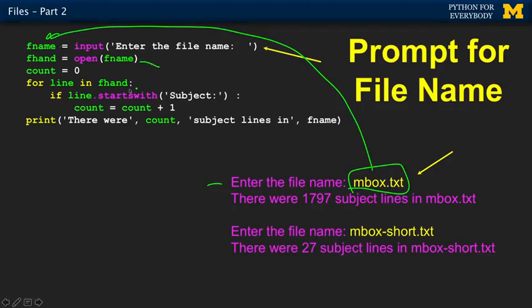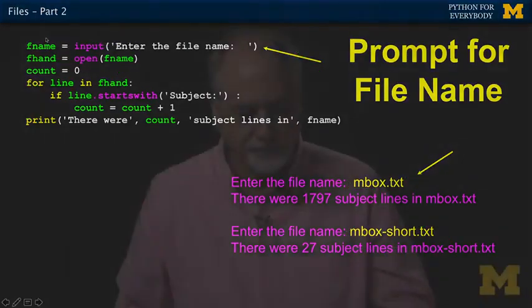And then I open it, get a handle, and then I loop through it and count the number of subject lines, right? That's what this is doing. If line starts with subject colon, count equals count plus 1, and then it just prints out how many subject lines there were. In the big mailbox, there's 1,797 subject lines. And if we run the same code again, mailbox short.txt, then there were 27 subject lines in mailbox short.txt. So the idea is this is the different file name. We can teach Python to open file names. Instead of just using strings, we prompt for the name of the file on input, and then we open that file instead.